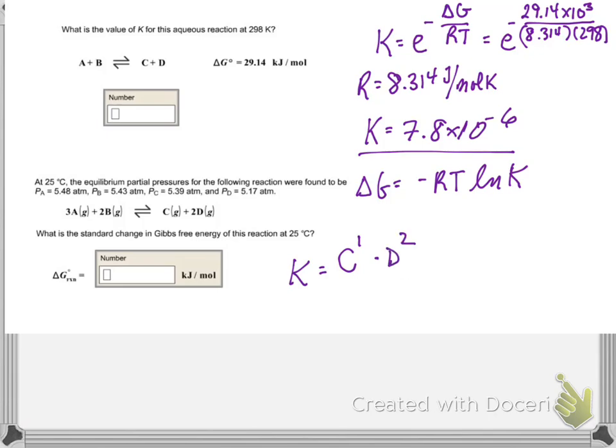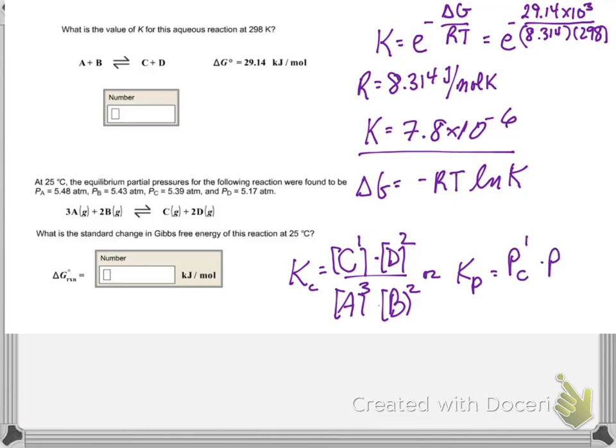Let's take a look at the bottom problem. Here we write the expression. We're not given K numerically directly. We have to find it from the equilibrium pressures that are given. So we write the expression, remember products over reactants. These are products. This is Kc. But we're given the pressures, so I'm going to write Kp. So the pressure of C to the 1 power, pressure of D squared, divided by the pressure of A cubed, divided by the pressure of B squared. Now, if I know the equilibrium expression and the equilibrium pressures, I can plug them in, which I'm going to do here, and then calculate K.